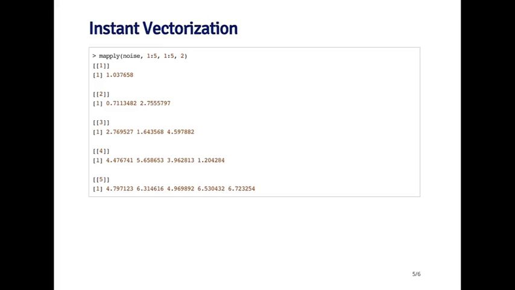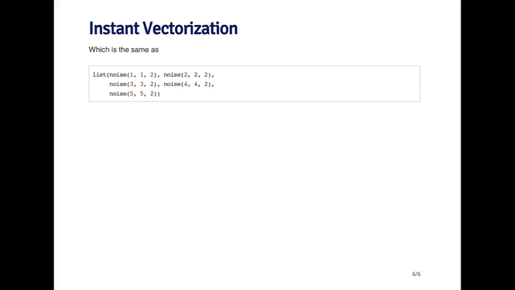I'm always going to fix the standard deviation to be 2, but I'm going to be changing the n, and I'm going to be changing the mean. So now I've got one random variable with mean 1, 2 with mean 2, 3 with mean 3, 4 with mean 4, and then 5 with mean 5. That's how I can instantly vectorize a function that doesn't allow for vector arguments. This is the same as if I were to manually type out a list with these 5 different function calls. So it's nice to be able to instantly vectorize a function that doesn't allow for vector inputs.